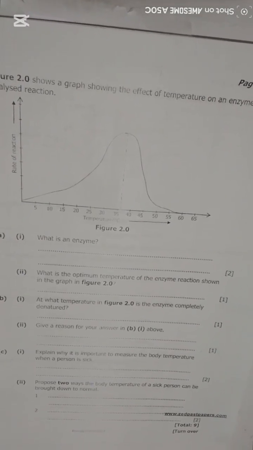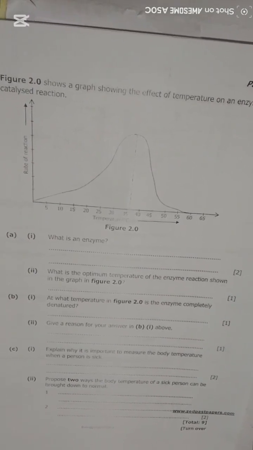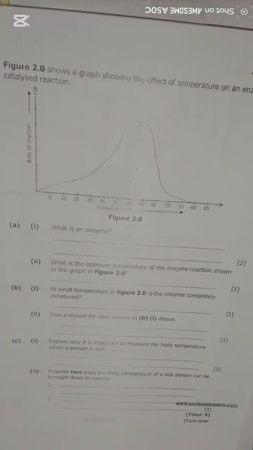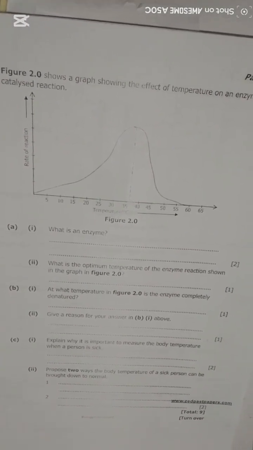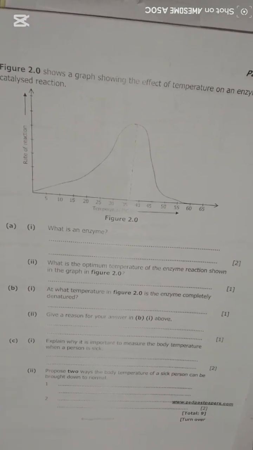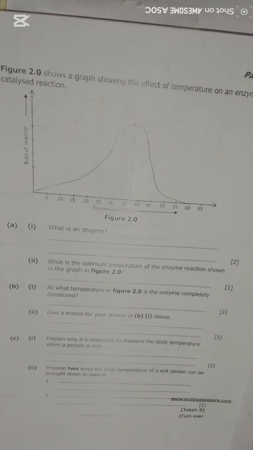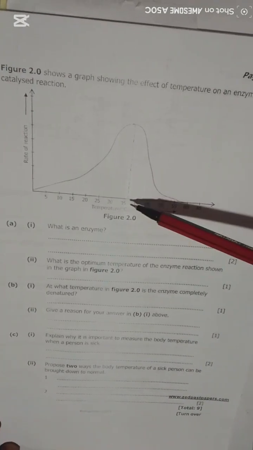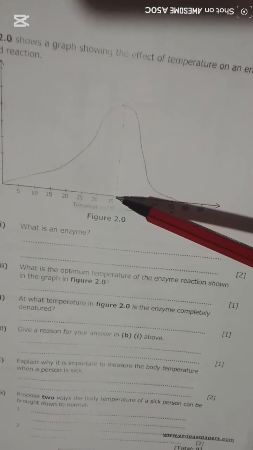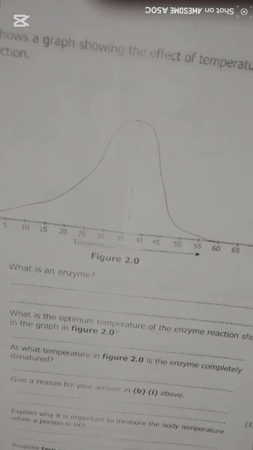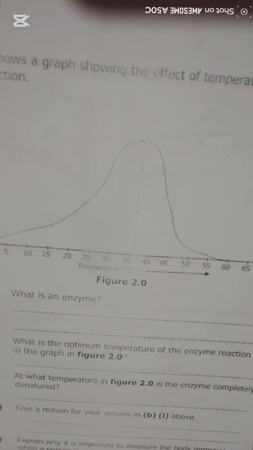Question number 2 says, what is the optimum temperature of the enzyme reaction shown in the graph, figure 2.0? So if you check where the line is at, optimum temperature simply means the temperature at which the enzyme activity is at its best. So if technically this is 35, this point can be anticipated to be at 36 or 37. So 36, 37 will be the optimum temperature for the graph.